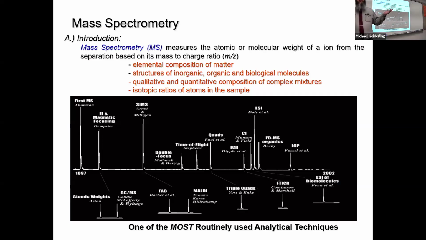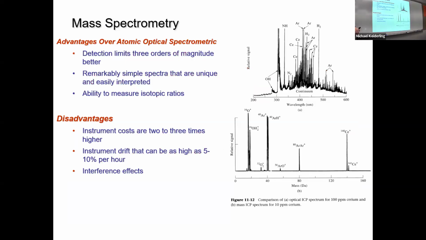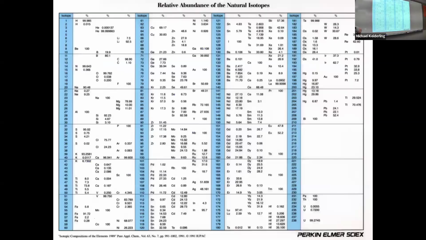Then mass spectrometry. For mass spectrometry, you're measuring the atomic or molecular weight of an ion from the separation based on its mass to charge ratio. This is based on the elemental composition of matter, the structures of inorganic, organic, and biological molecules. It has very good detection limits. The instruments are expensive and can drift. They have remarkably simple spectra, and it's able to measure isotopic ratios.